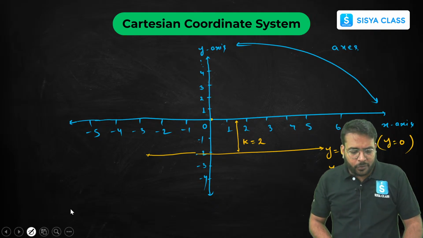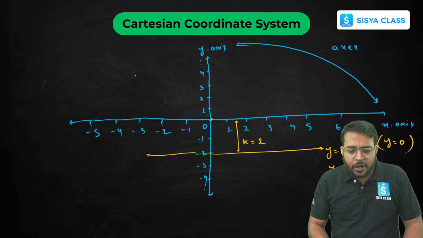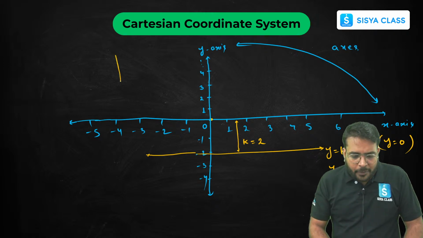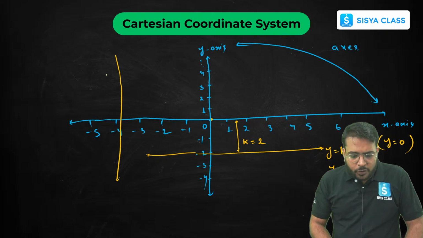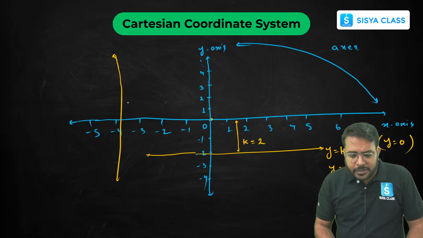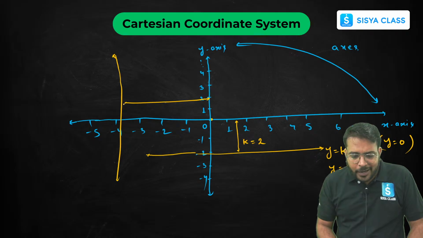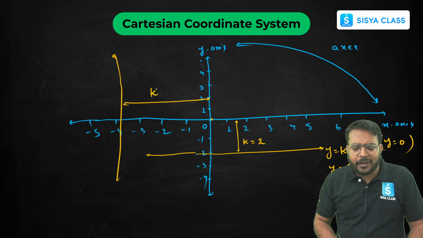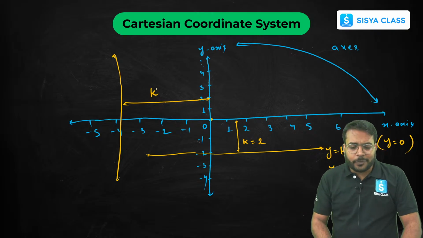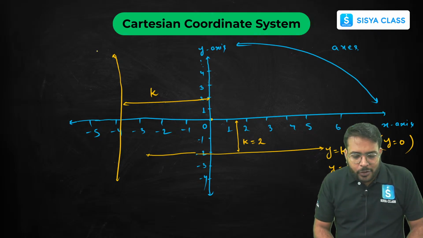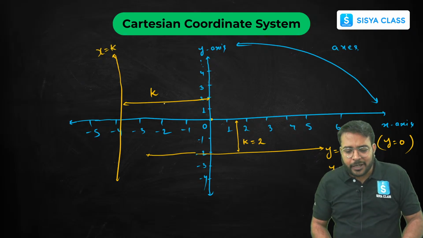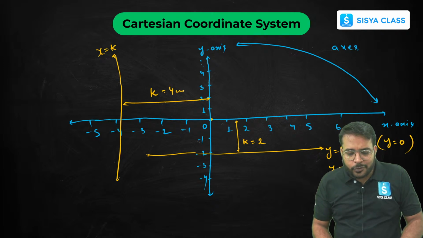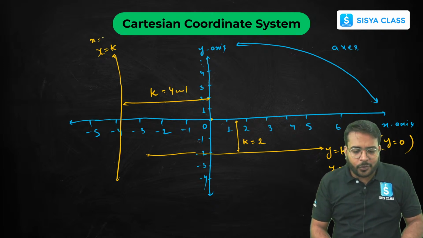Now look here. Suppose I have a line which is parallel to the y-axis, and the distance of this line from the y-axis is k, or something, p, or let me take k only. So the equation of this line is going to be x is equal to k. And suppose the distance is 4 units, then the equation of this line is going to be x is equal to 4.